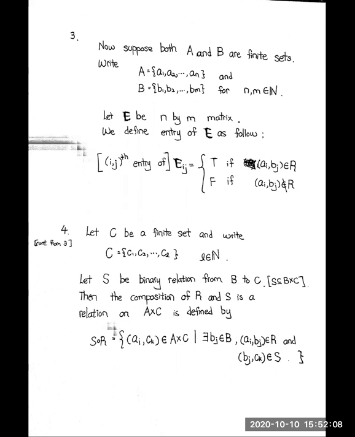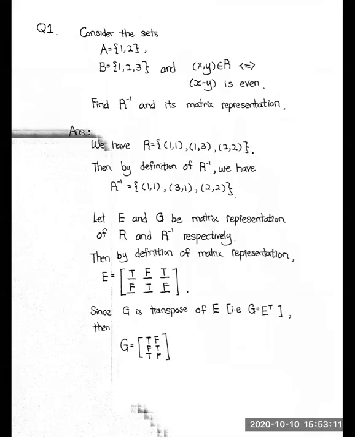Then the composition of R and S is a relation from A to C, which is defined as follows. If (Ai, Ck) is an element in A cross C, this implies that there exists some Bj in B such that (Ai, Bj) is in R and (Bj, Ck) is in S. With this in mind, now we can tackle questions 1 to 4 in the tutorial.